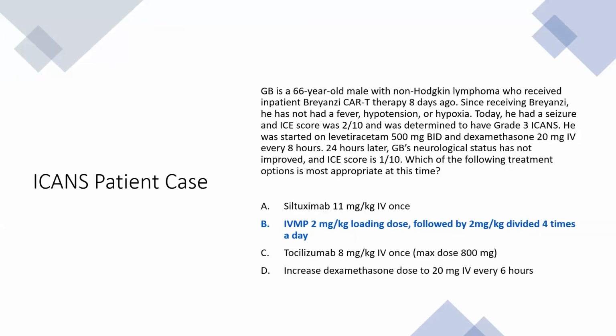And so IV methylpred 2 mg per kg loading dose followed by 2 mg per kg 4 times daily would be appropriate because he's refractory to this current steroid regimen. The steroid intensity should be increased per our guideline-directed therapy, and the Dex 20 Q6 would not be a sufficient escalation.